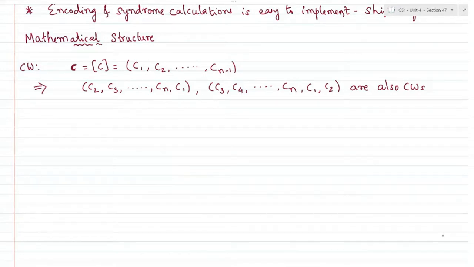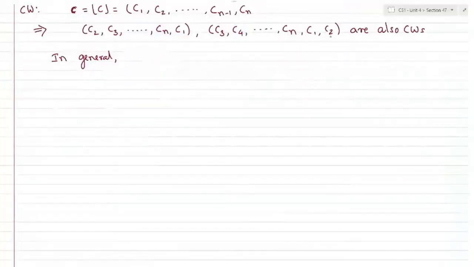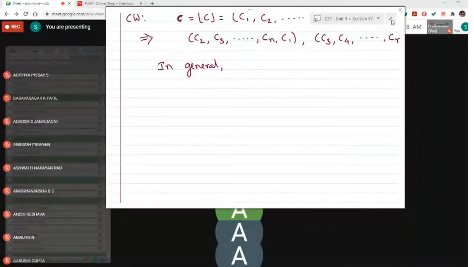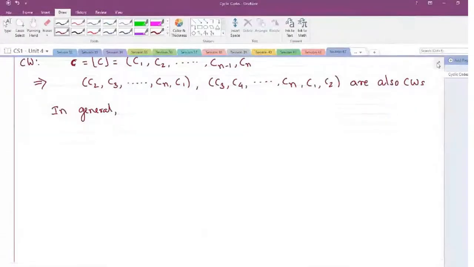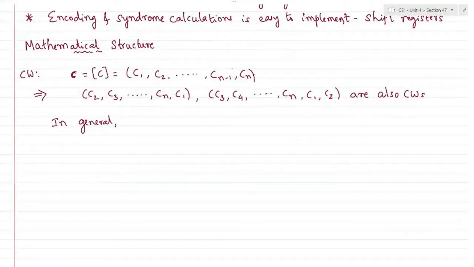In general, if there are n code words... I'm sorry, one second, there is a problem. It's a code word. As I said, it's a block code. A block code is represented as n comma k, where n is the length of the bits in the code word and k is the number of bits in the message word, and hence it should have been Cn minus 1, comma Cn.